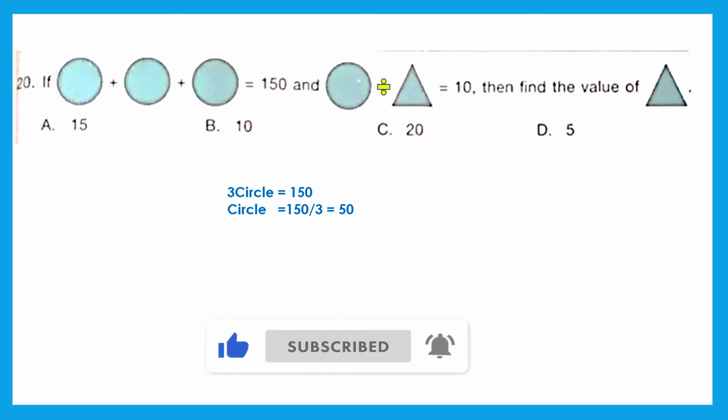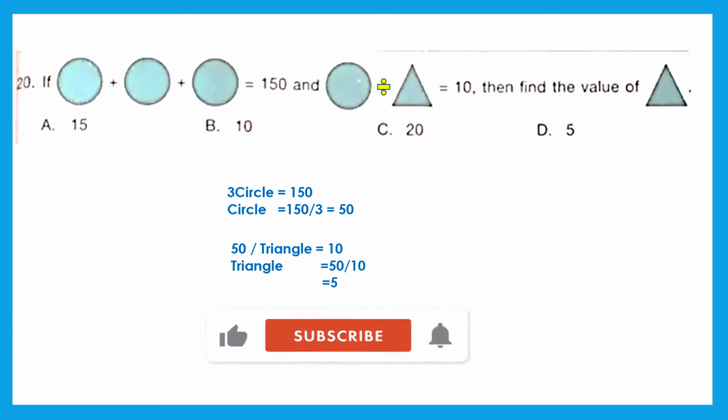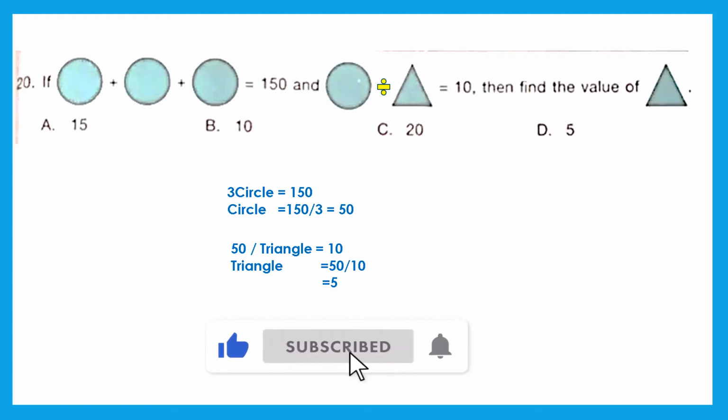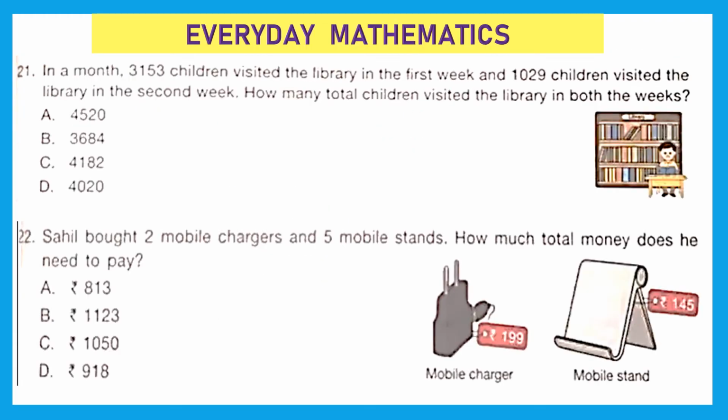Now let's replace circle's value in the second equation. So we will get 50 divided by triangle equal to 10. So triangle will be equal to 50 divided by 10, which will give you the value 5. Okay. So right now, what is the value of triangle? It is 5. So option D is the right answer for us.